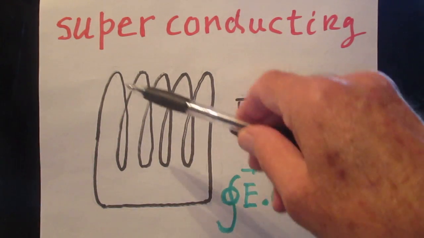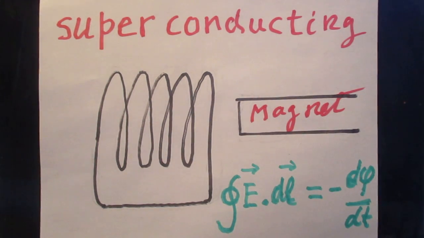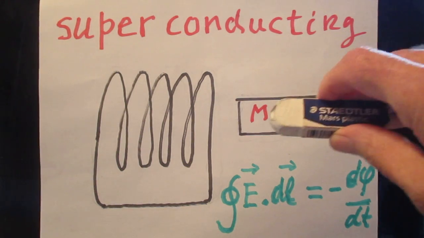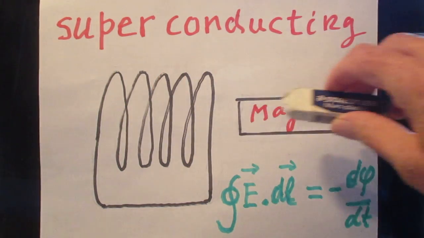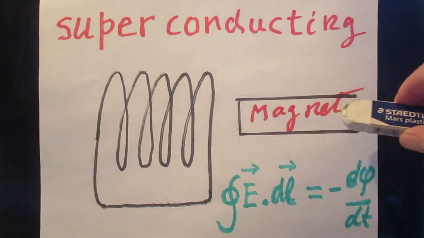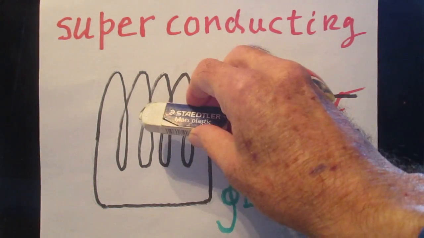I have here a circuit made exclusively of superconducting wire. So the entire circuit is a superconductor. Characteristic for a superconductor is that there can be no electric field inside it. I have a magnet and I move this magnet in and out of the coil.